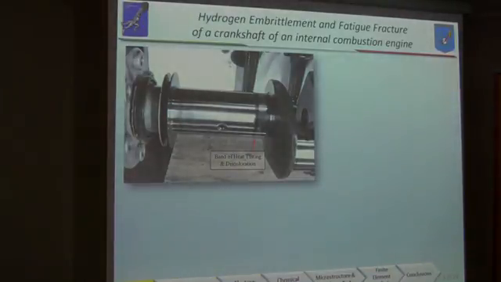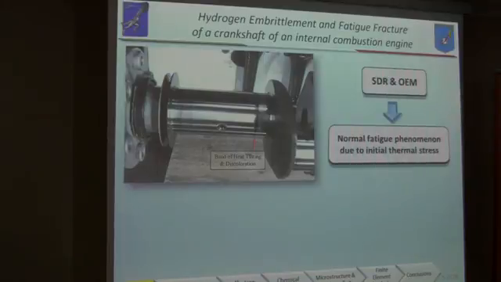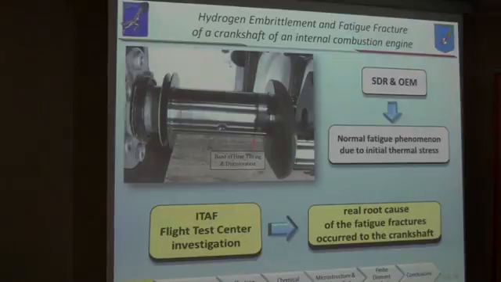Moreover, a circular duct band compatible with an overheating phenomenon was also observed in the same region. And that's the reason why the system designer responsible, SDR, and most of all the original equipment manufacturer, OEM, attributed the crack's origin to an in-service thermal stress suffered by the crankshaft and followed by crack propagation due to a normal fatigue phenomenon. The investigation carried out at the Flight Test Center by my group allowed us to establish the real origin of the fractures that occurred to the crankshaft.